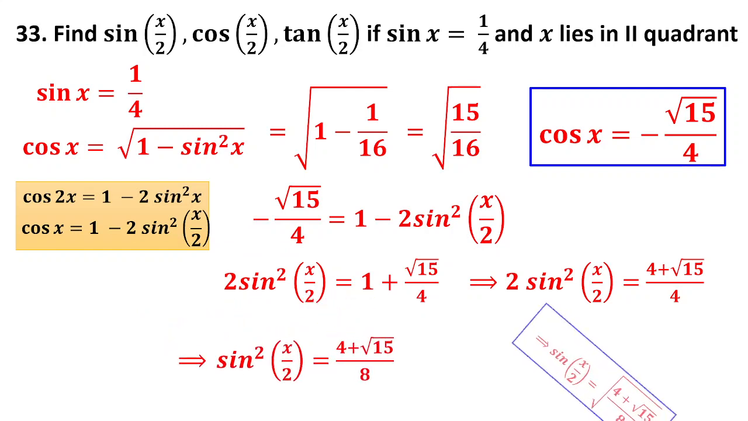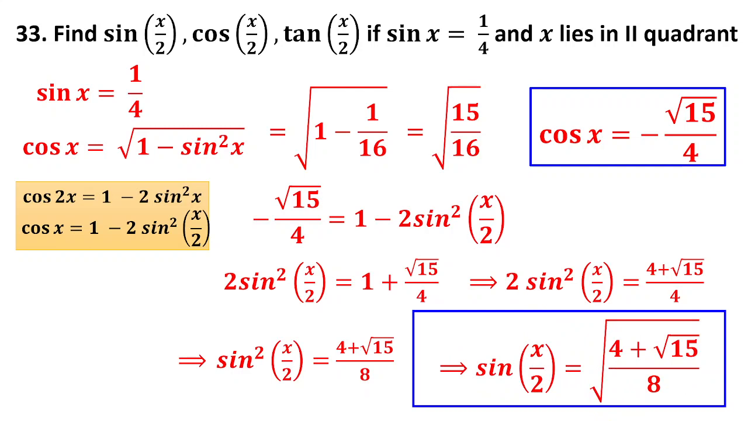I have to take a square root to get sine. But here you will get only positive because x is in the second quadrant. Therefore, x by 2 will be in the first quadrant, where it is positive: square root of (4 plus root 15) upon 8.